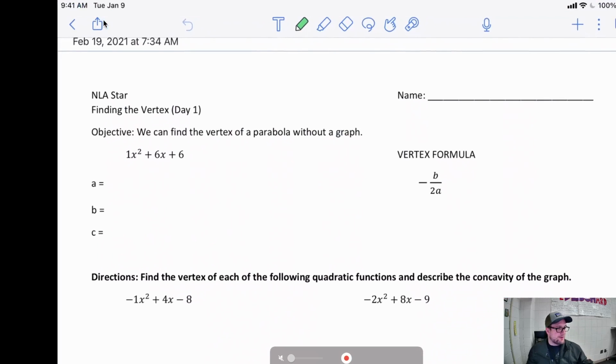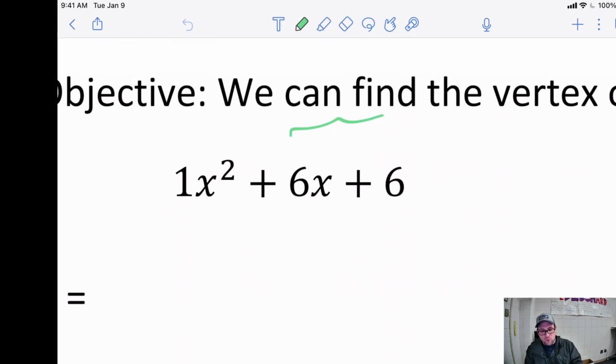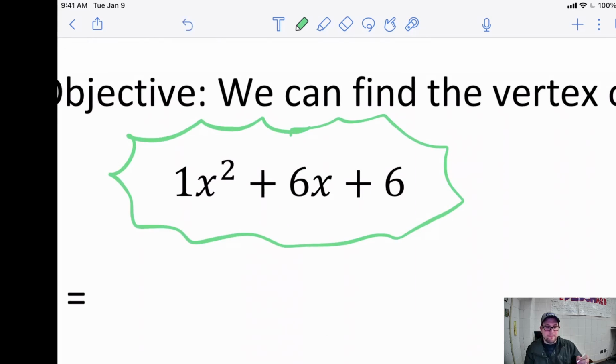Today we are going to talk about how we find the vertex of a parabola if we don't have a graph. So looking at our objective, it says we can find the vertex of a parabola without the graph. For the last few days, we've been looking at if I've got a picture, how can I find that point, that high point, that low point, right? And that's really what we've been focused on. But right here, we have the equation of a parabola, but we don't have a graph. So we have to be able to use what we have there to find the vertex.